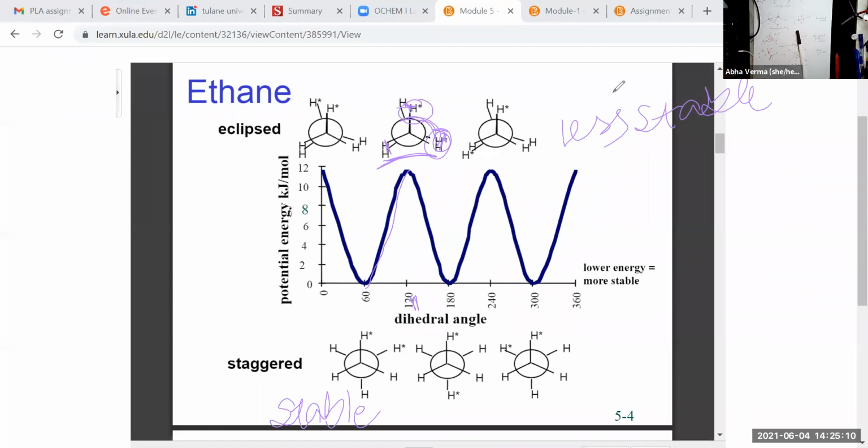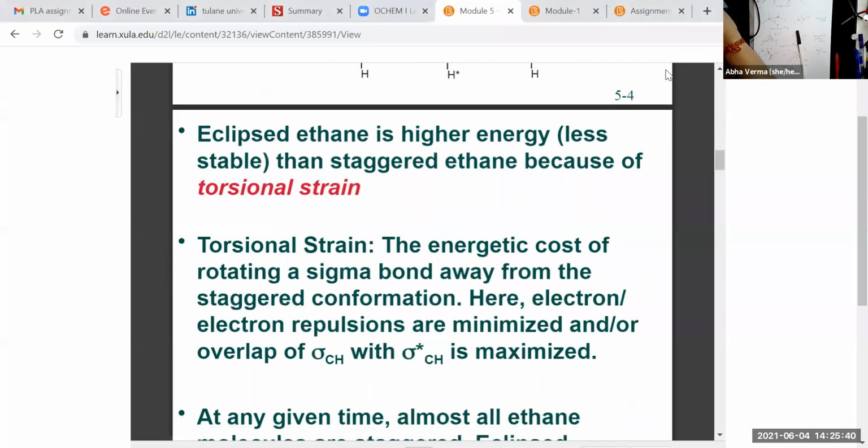So the eclipsed and the staggered, the energy difference is between these two only. There are only two kinds of conformations available for ethane. And if you look, the energy difference between all of these is between 0 and approximately 12. Now, I will explain to you why this is so, but let's very quickly look at butane.